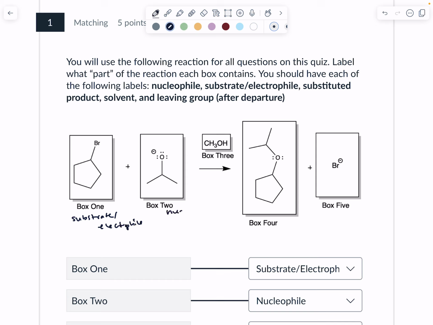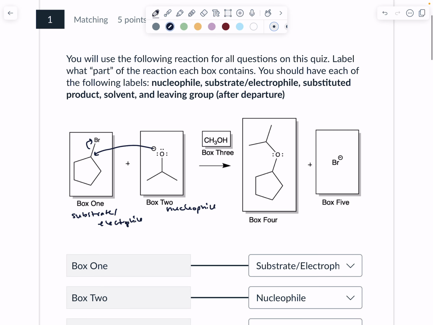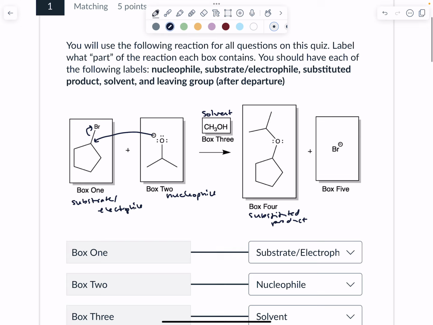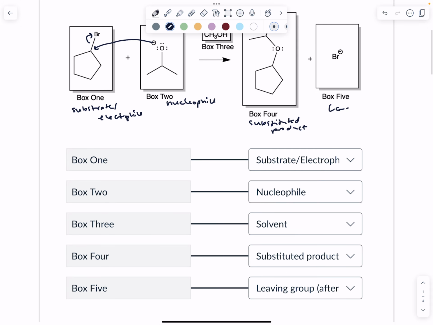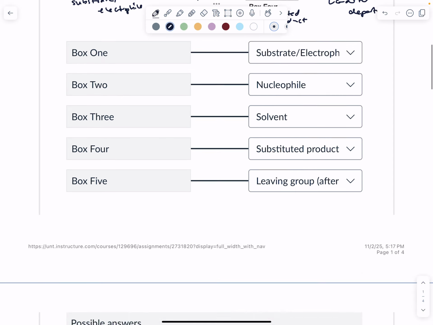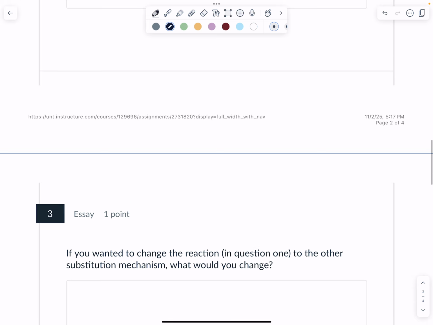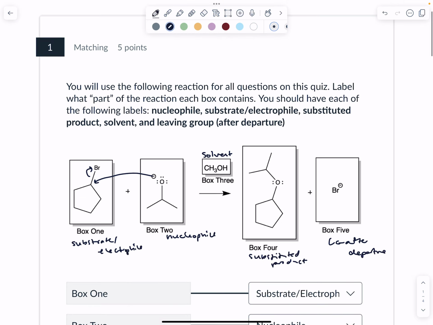This is my nucleophile, box 2. It's the negative thing that's going to be attacking, and then that bond will be breaking. This third box, CH3OH, this is the solvent. Box 4 is the substituted product. And box 5 is the leaving group after departure. Okay, so that's 5 points.